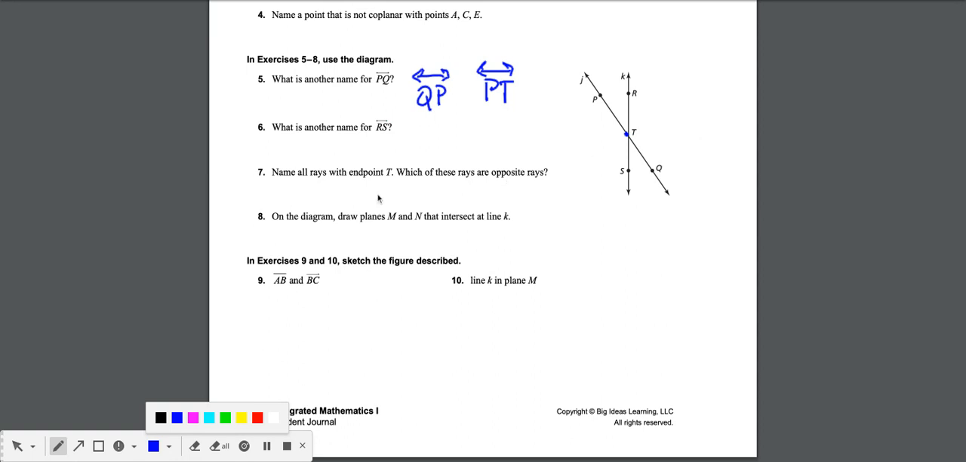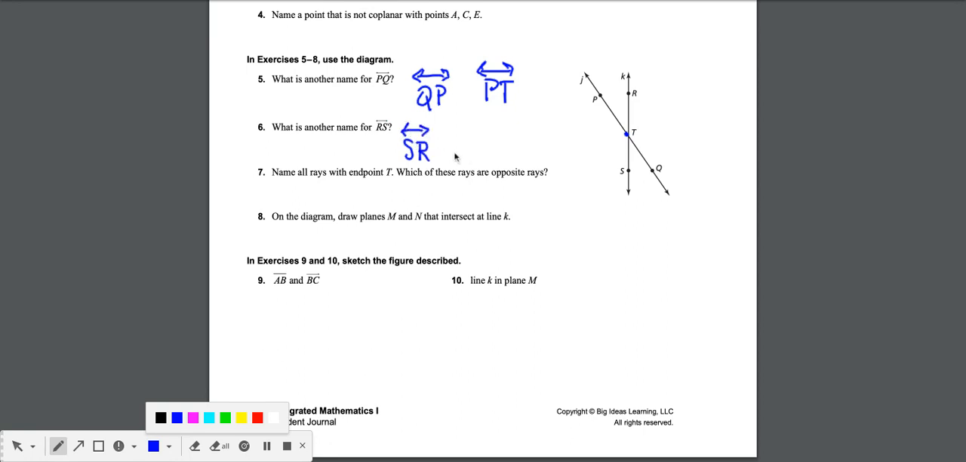And so right here it says, what is another name for RS? So locate RS. It's this one right here. It's kind of more vertical. And so there's R and there's S. And so there's lots of other ways to write it. It says, what is one way you could do it? Well, you could reorder the letters and call it SR. And that's another way to write it, right?